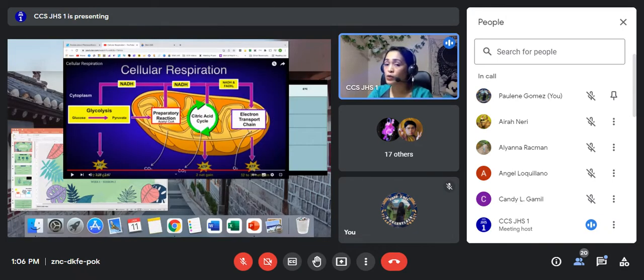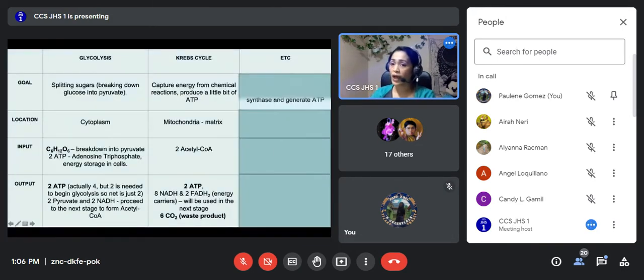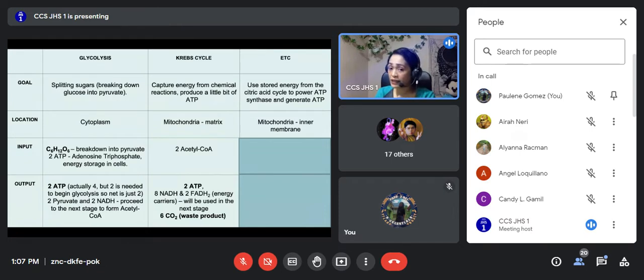That's why under the third stage, the stored energy in the form of NADH is converted into ATP. Okay? So this time it's happening inside the inner membrane of the mitochondria.